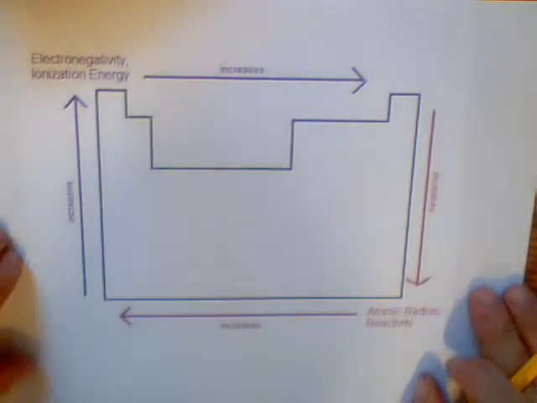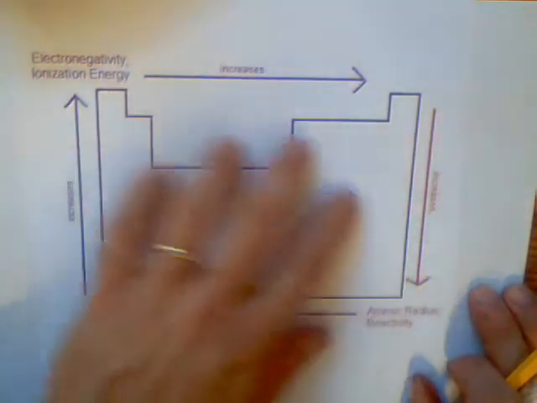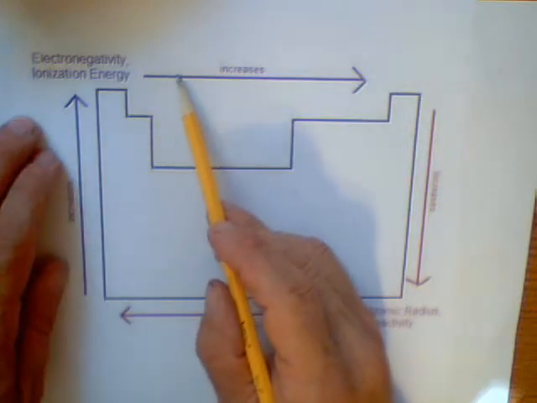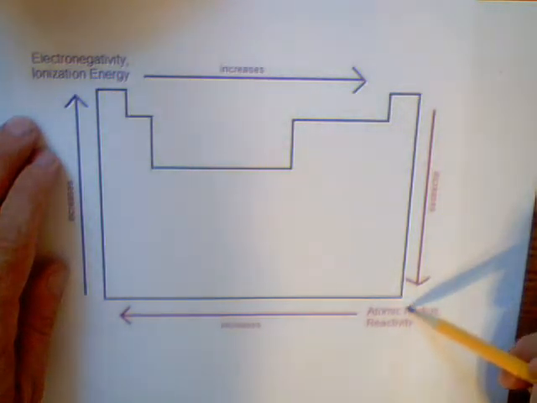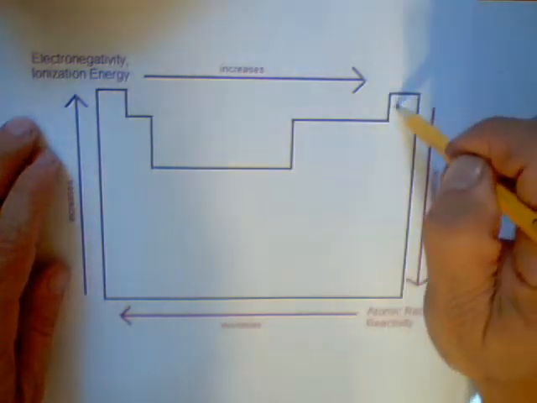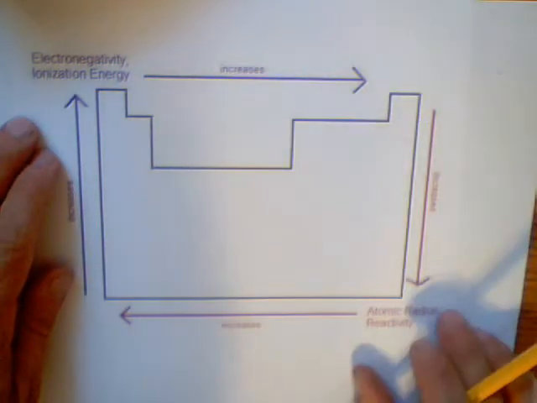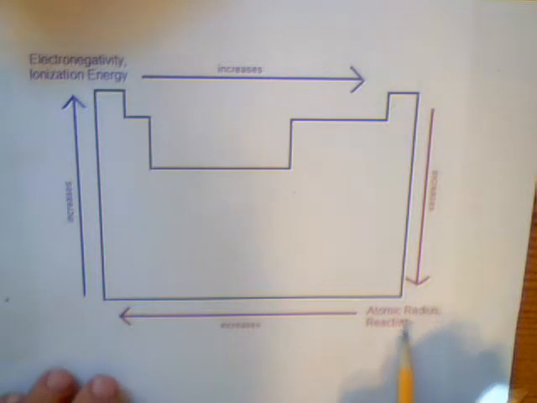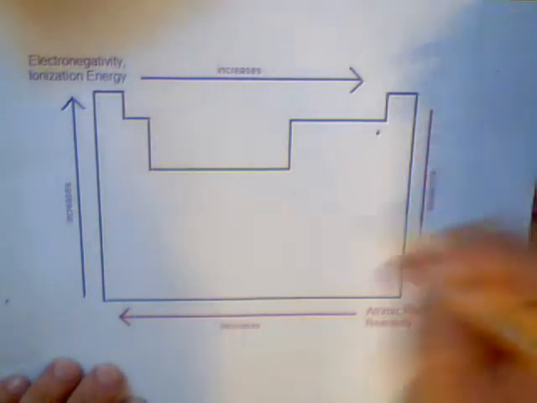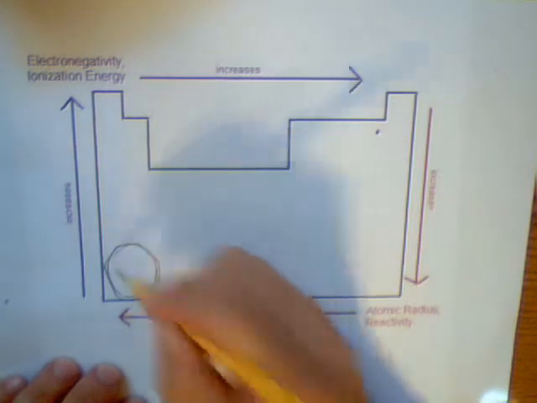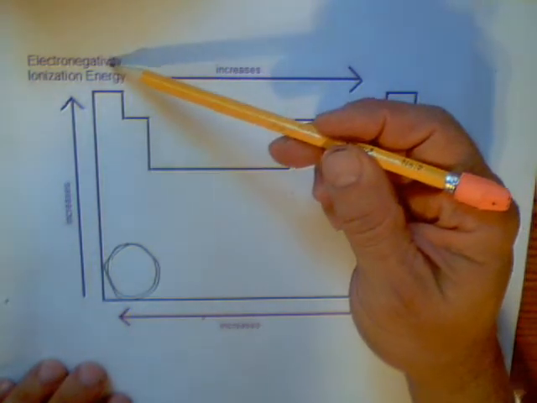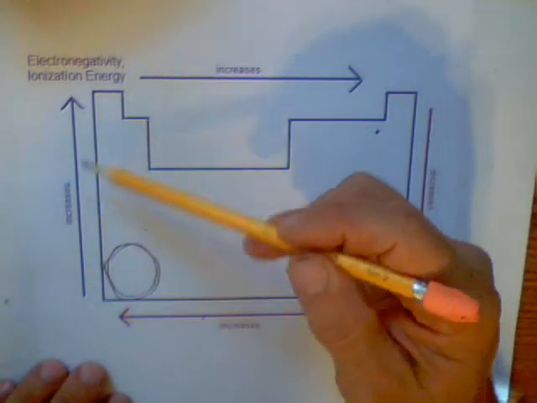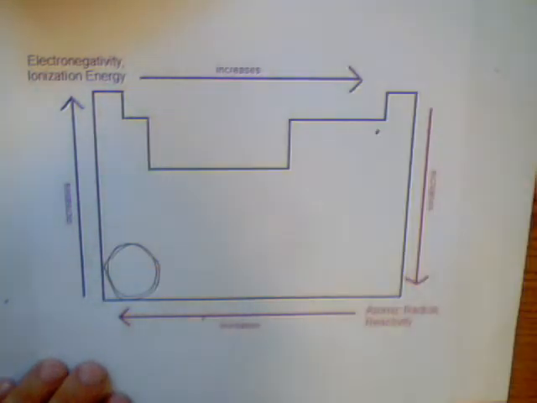So to sum up, we have the electronegativity increases as we move, and the ionization energy increases as we move across. The atomic radii is the opposite of this. The atomic radii decreases, so this would have the smallest atomic radii in this corner. We would have the biggest atomic radii in this corner, and then the electronegativity and the ionization energy follow the same pattern, and it decreases as you go down, and it increases as you go across.